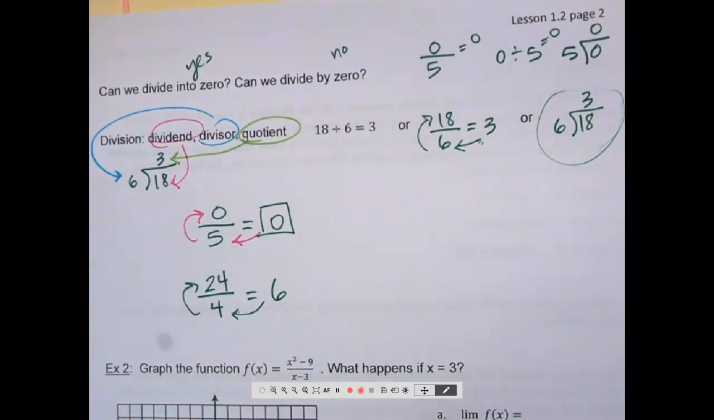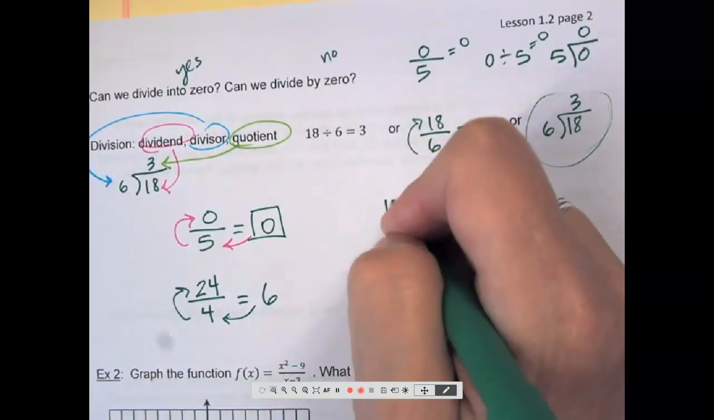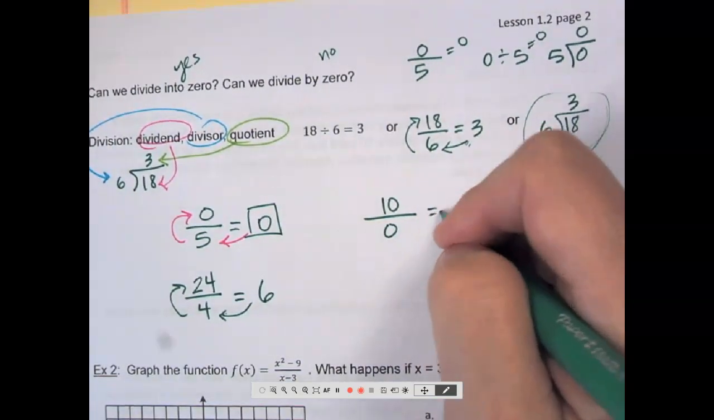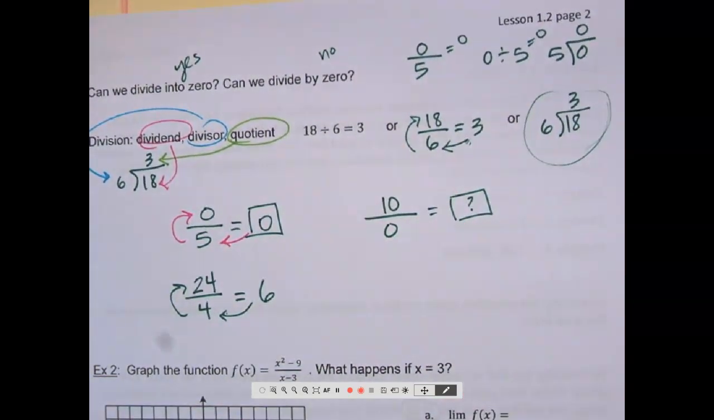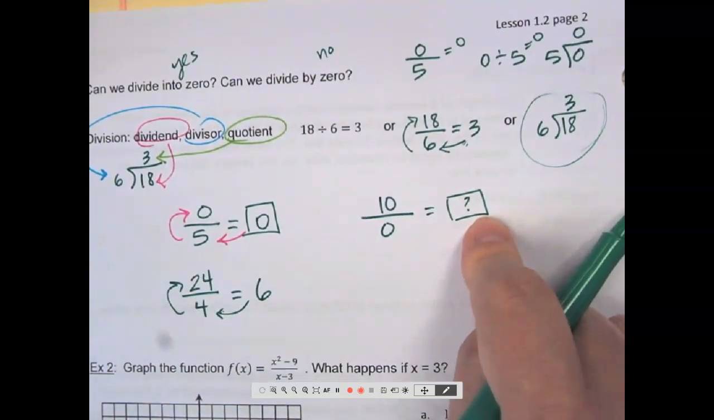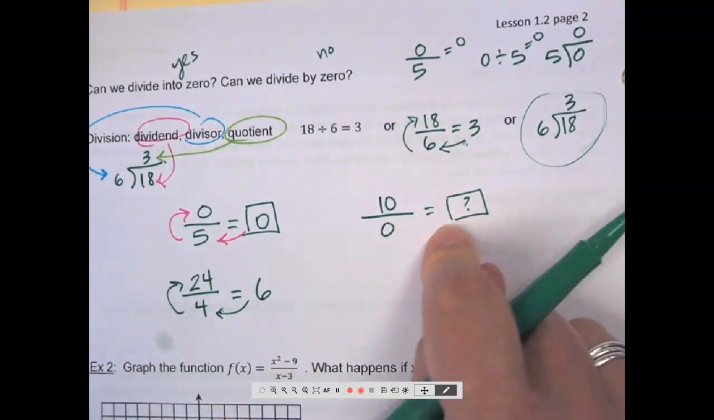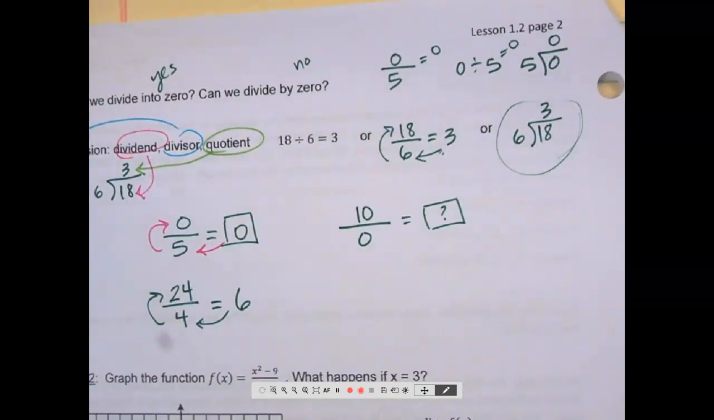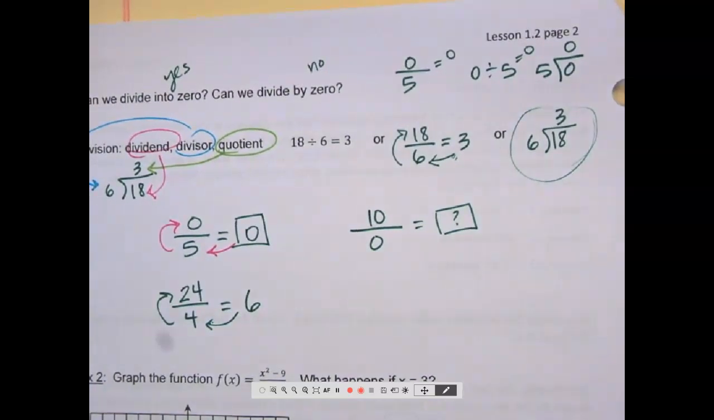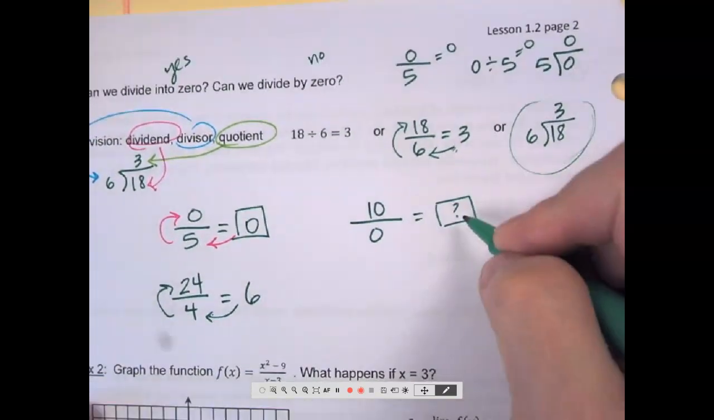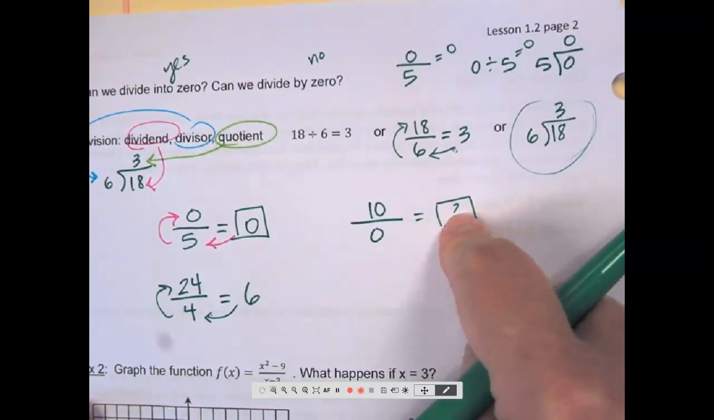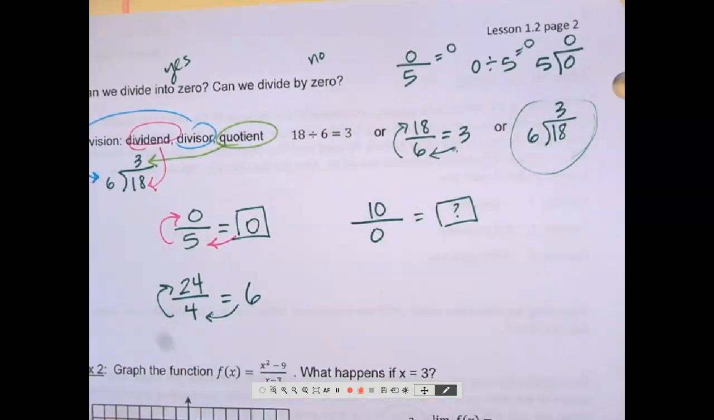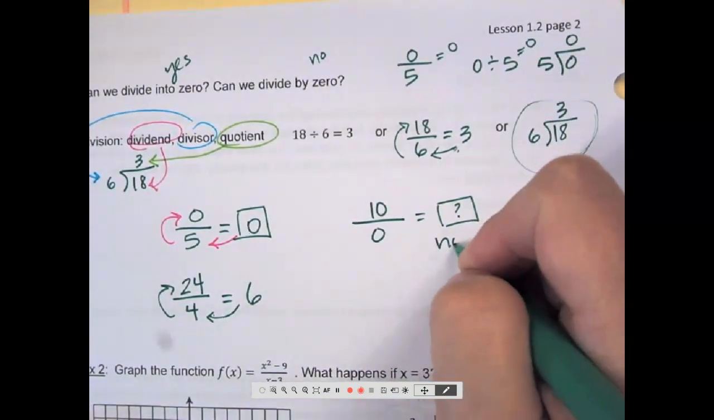Okay, now let's switch it. Let's say I have 10 and I want to divide it by 0. What can I put here so that this number times 0 gives me 10? Nothing. That's why division by 0 is undefined. It's a very simple reason. It just doesn't work. So there's no quantity I can put there. If I put 0 there, 0 times 0 is not 10. Nothing times 0 is going to give me 10. So this is not possible.